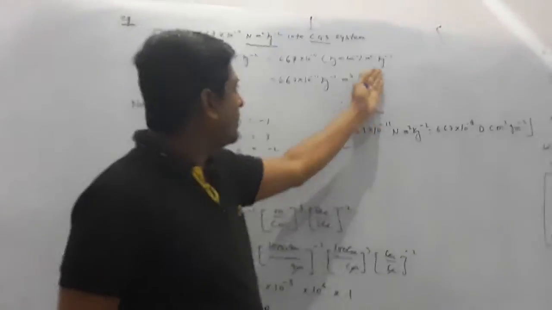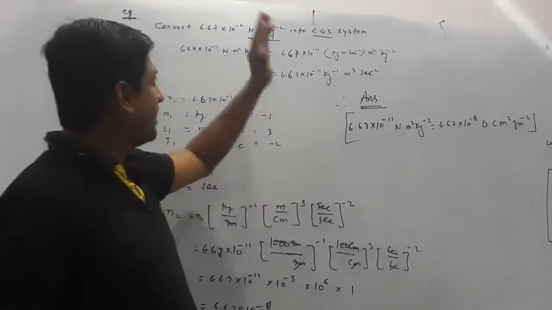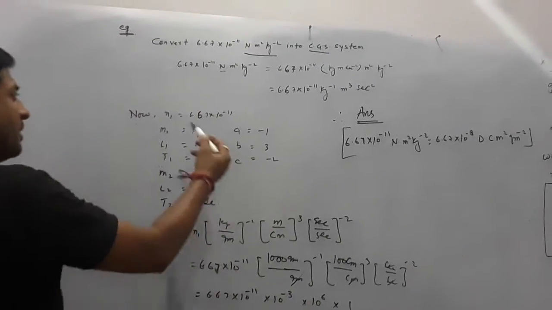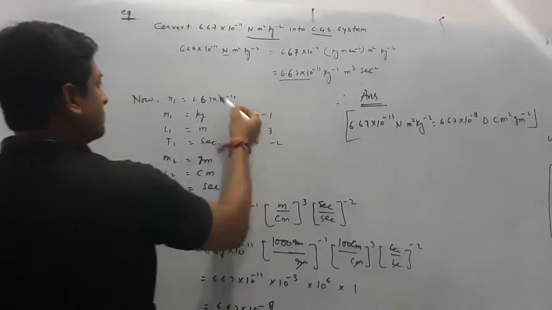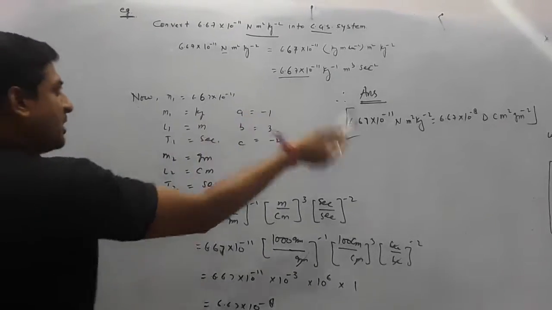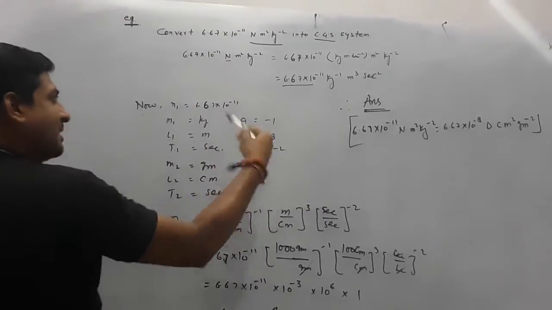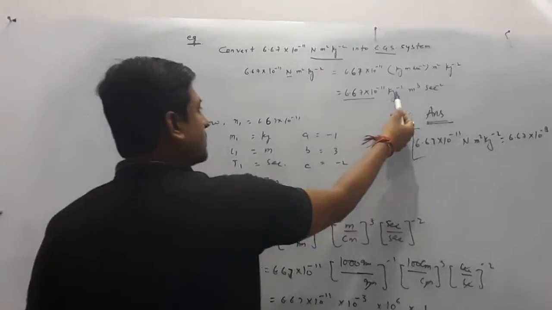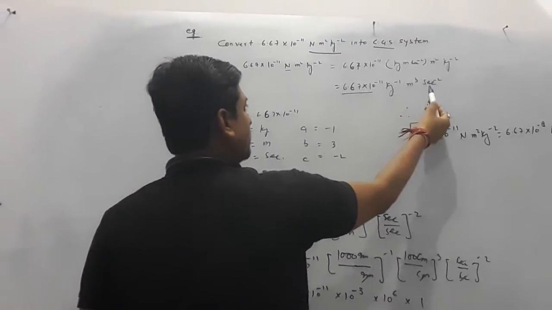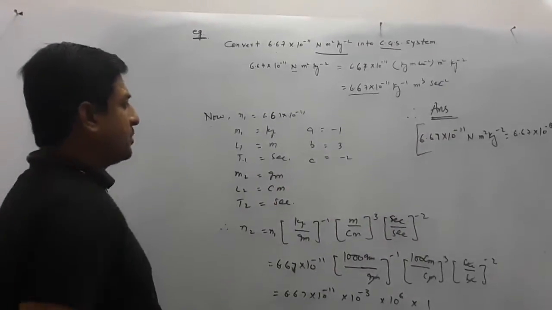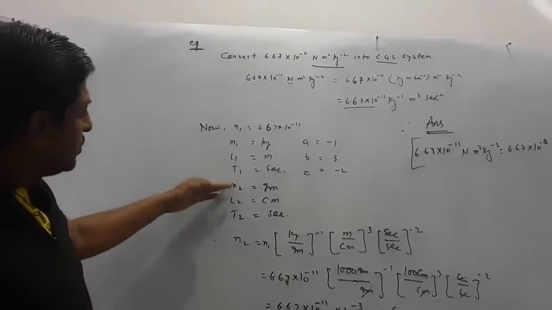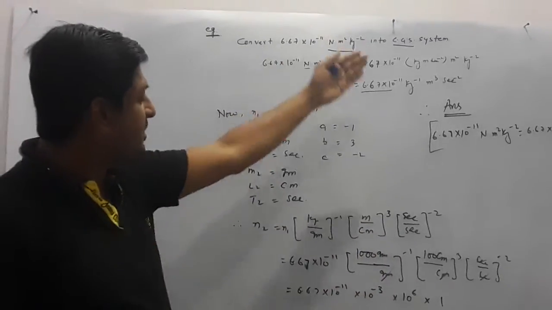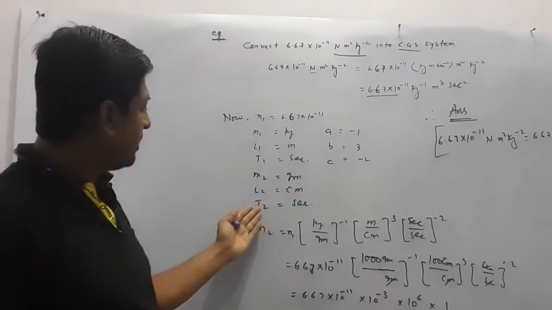Now you are going to convert this into the CGS system. The answer will be the same, whatever you get for this. Now n1 is the given value. This m1, l1, t1 is the given unit of mass, length and time, so kilogram, meter, second, you can see. a, b, c are the powers of the unit of mass, unit of length, unit of time: minus 1, 3 and minus 2. Now m2, l2, t2 is the unit of mass, length and time in which you are going to change, means in CGS, so gram, centimeter, second.